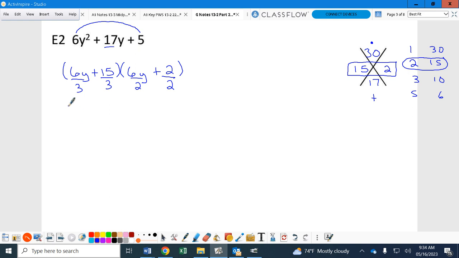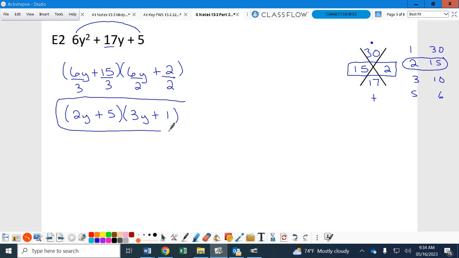When we simplify that, we just divide. 6 divided by 3 would be 2y. 15 divided by 3 would be 5. 6 divided by 2 would be 3y. And 2 divided by 2 would be 1. Sorry, guys. That would be your final answer. You've simplified it all the way.